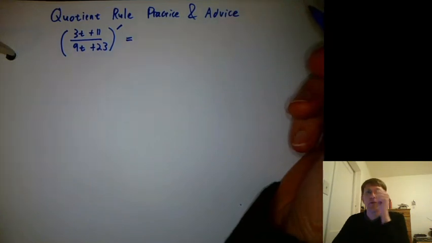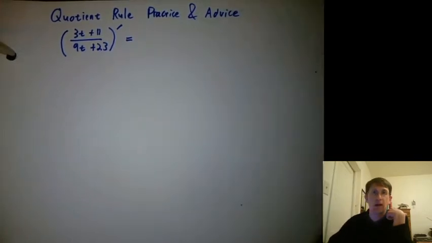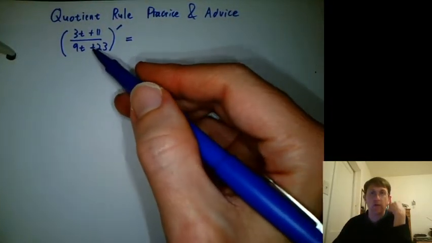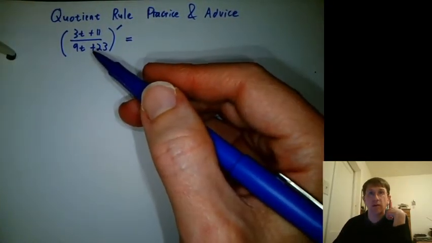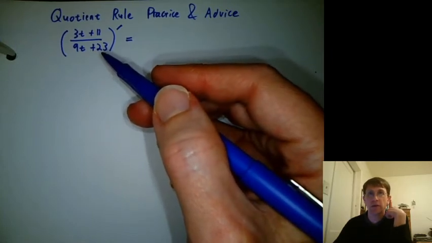Let's do some more quotient rule practice and see some places where you might need some advice. So here's a fraction, a rational expression. Go ahead and take the derivative of it using the quotient rule. Pause the video while you do that.